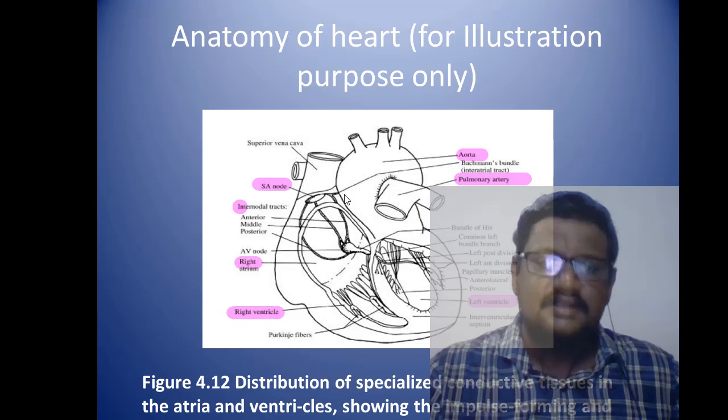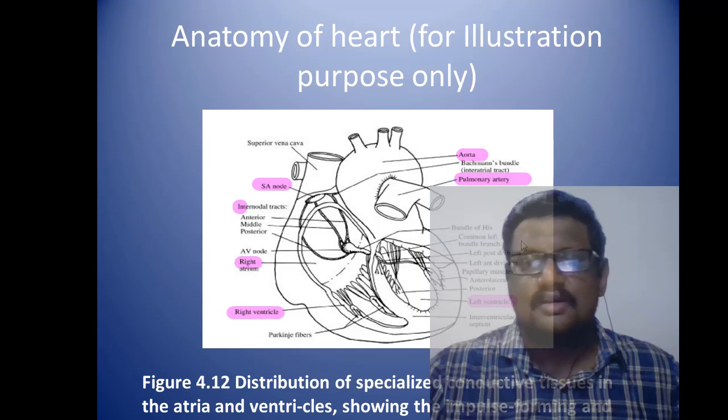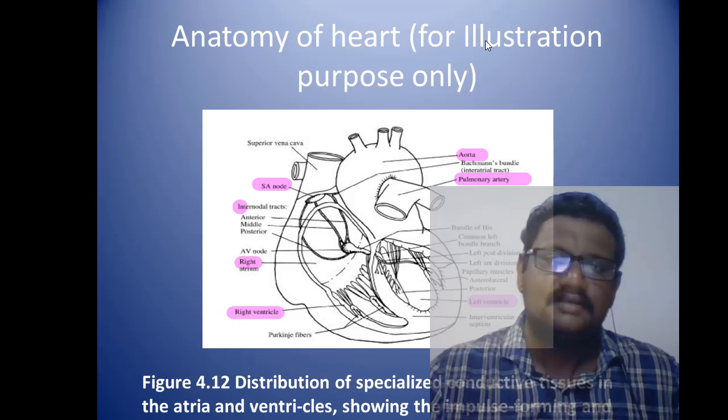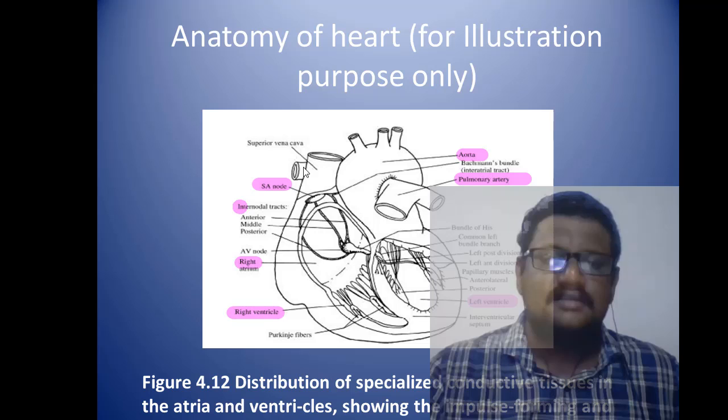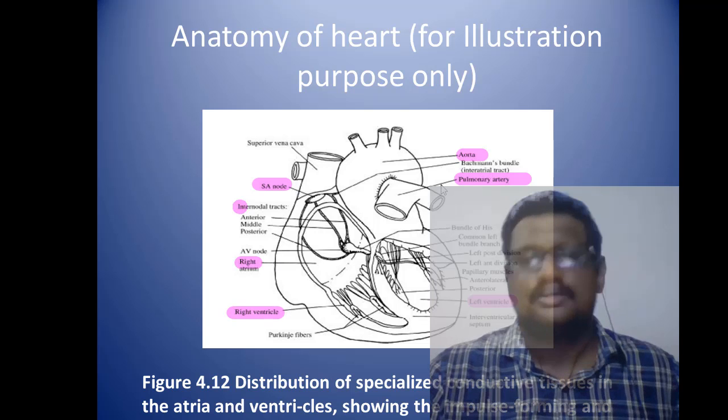And before that we will see the actual anatomy of the heart also. You need not memorize all these things. This is for illustration purpose only. For exams you need not draw this, whereas this picture you should have in mind to give the explanation.